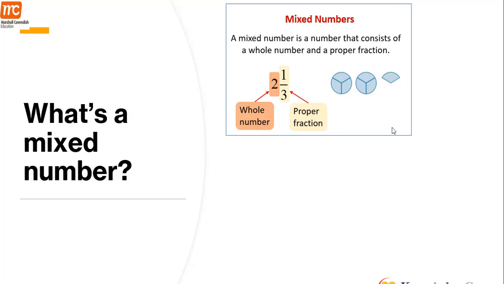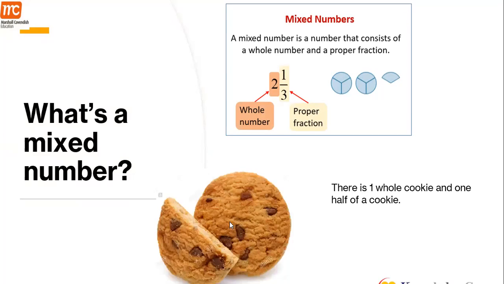For example, you have one whole cookie and a half of a cookie, and that will be 1.5 cookies. And that's a mixed number right there.